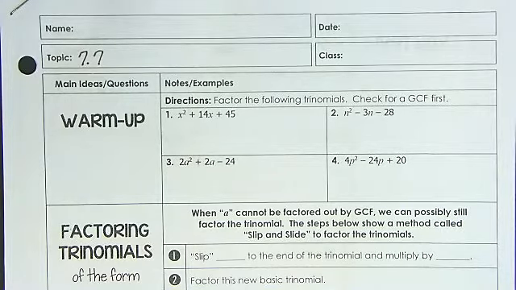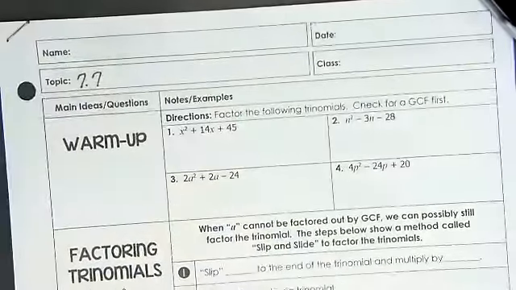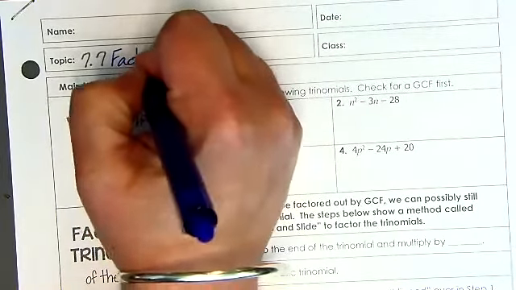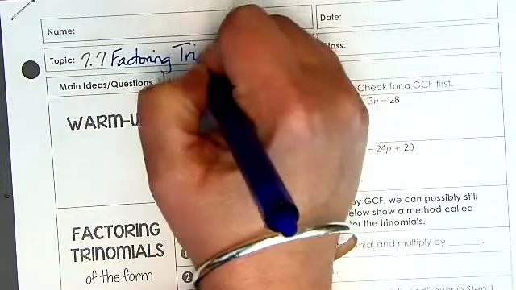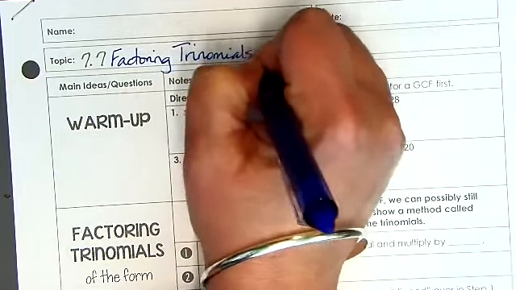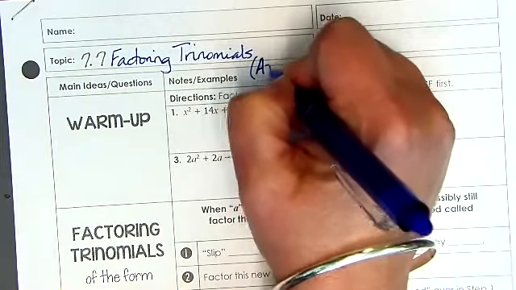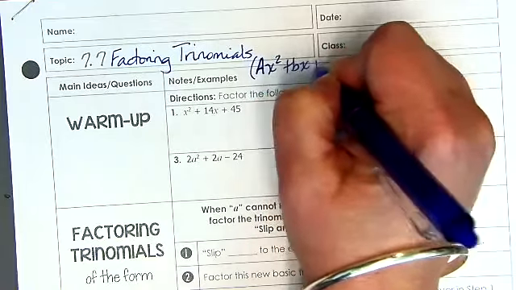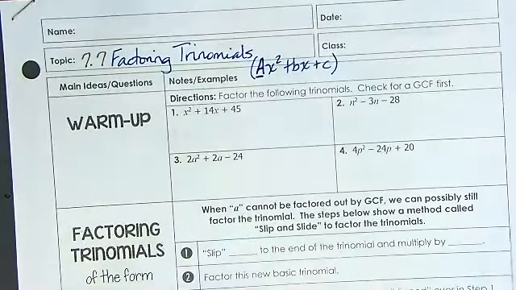Hello, guys. Okay, we are starting our next section, which is 7-7, and we're still factoring. This is factoring trinomials. But the big difference here is this has the a in front of x squared. So it's ax squared plus bx plus c. This is called standard form. But the difference is we've got a number in front of the x squared.